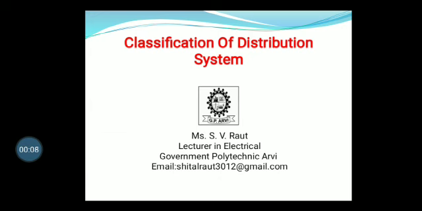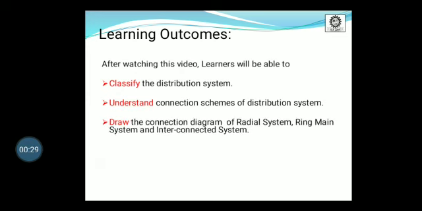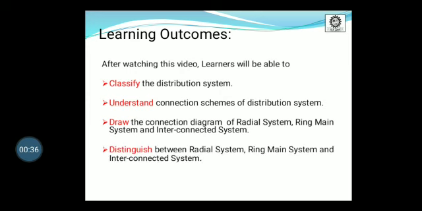Today we are going to study classification of distribution system. These are the learning outcomes. After watching this video, learner will be able to classify the distribution system, understand connection scheme of distribution system, draw the connection diagram of radial system, ring main system and interconnected system. Finally, distinguish between radial system, ring main system and interconnected system.